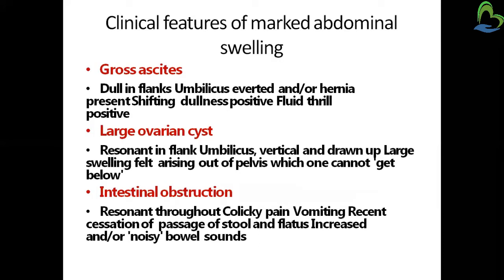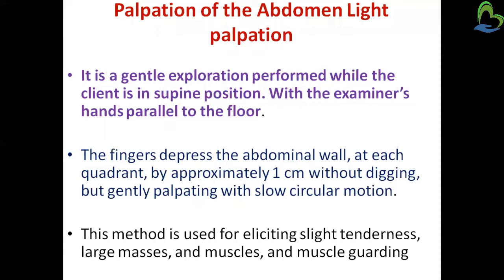The clinical features of marked abdominal swelling in gross ascites are: dull flanks, everted umbilicus and or hernia present, shifting dullness positive, and fluid thrill positive. Next is a large ovarian cyst: resonant flanks, umbilicus inverted and drawn up, a large swelling arising out of the pelvis, which one cannot get below. The next is intestinal obstruction: resonant throughout, colicky pain and vomiting, recent cessation of passage of stool and flatus, and increased and noisy bowel sounds. The next one is palpation of the abdomen.